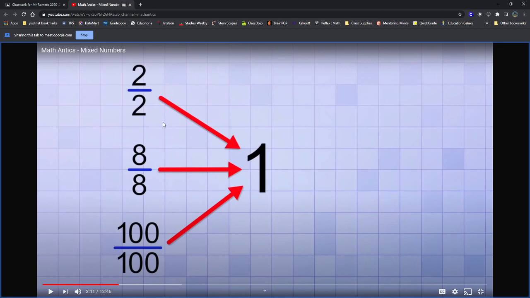Like you said, it doesn't matter what fraction you're talking about. Anytime that you have a numerator and a denominator that are equal, you have a whole fraction.